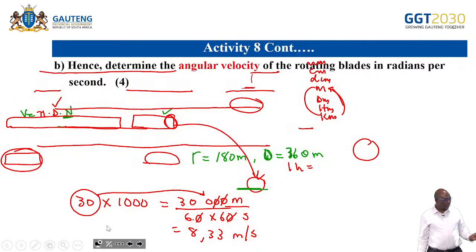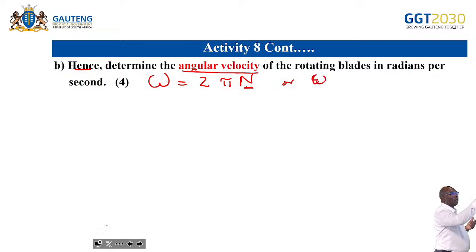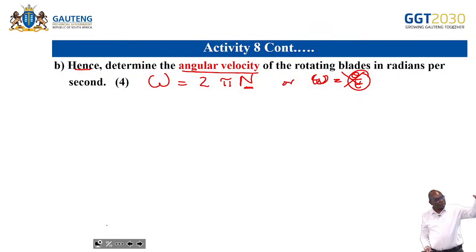So for me to get angular velocity, I need the number of revolutions. To get the number of revolutions, I don't have an angle. If I had an angle, I would have used the formula omega equals theta over t. But I can't use that because I don't have an angle. I also don't have time there. So in other words, the formula that I have is this one.